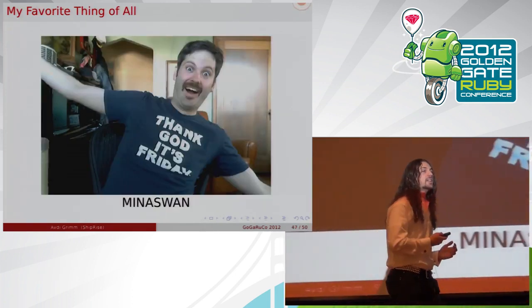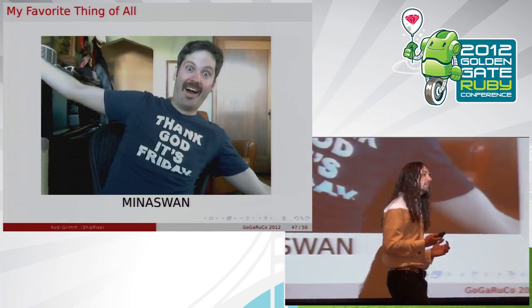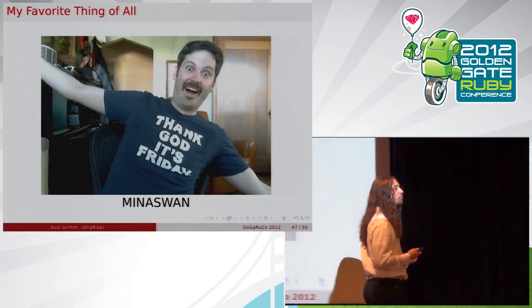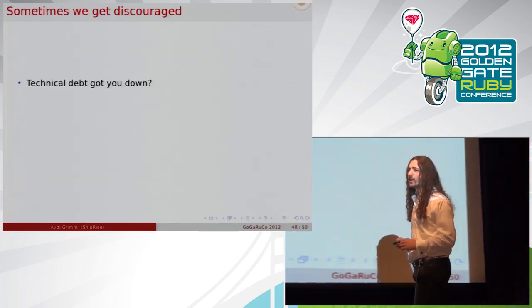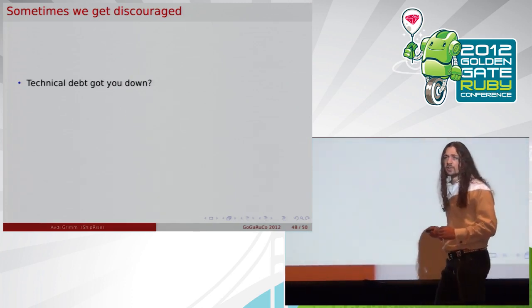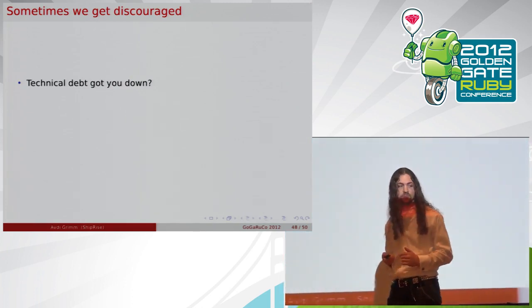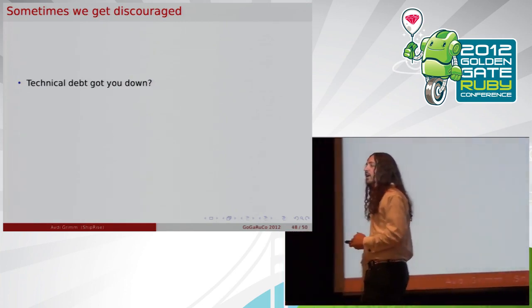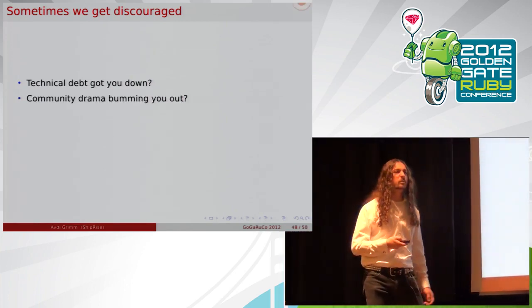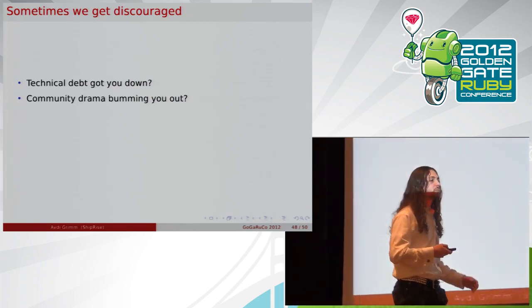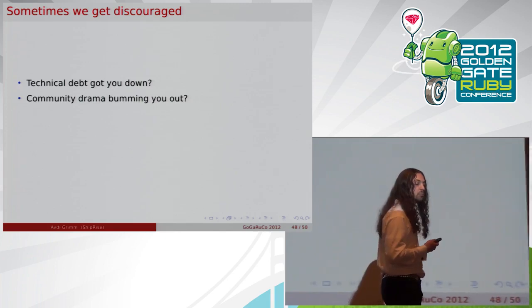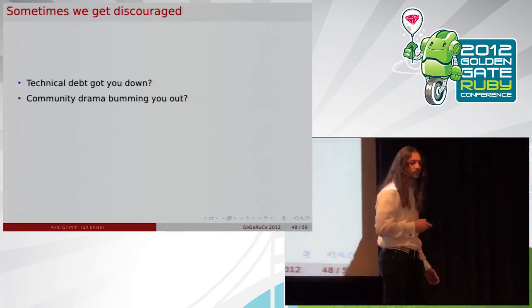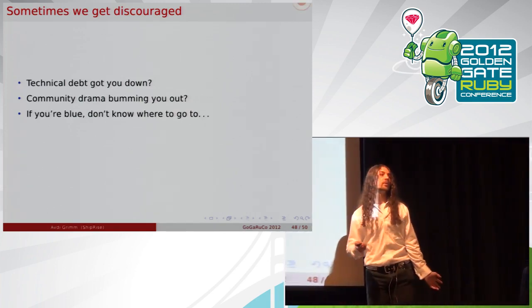Now my favorite idiom of all in Ruby is minus one. Matz is nice, so we are nice. But sometimes we're not so nice. Sometimes we're not so happy. Maybe technical debt is getting you down. Maybe community drama. We're a passionate community. Any kind of passionate community of creators is going to have drama. Maybe the drama is bumming you out a bit. What do you do?